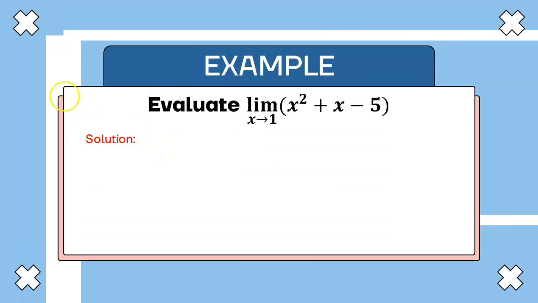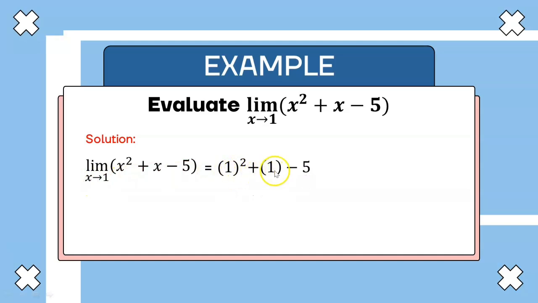Let's say we have to evaluate the limit of x squared plus x minus 5 as x approaches 1. As you notice, the given function is a polynomial function, therefore we can just simply do direct substitution. So we got the limit of x squared plus x minus 5 as x approaches 1. This will be 1 squared plus 1 minus 5. So we can simplify all of this. We got 1 plus 1 is 2, and then 2 minus 5, we got negative 3. So this is the limit of this function.